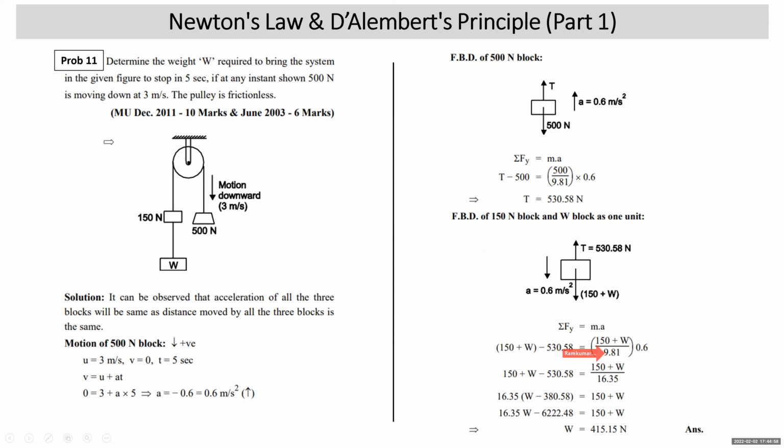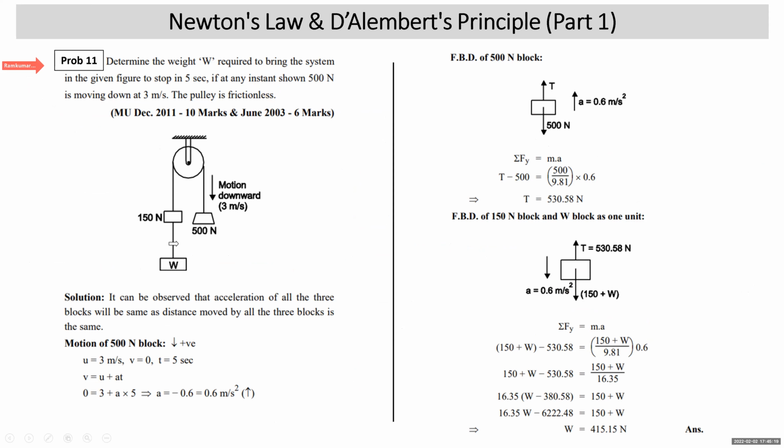Now, let's read question number 11. Determine the weight W required to bring the system in the given figure to stop in 5 seconds, if at the instant shown the 500 Newton block is moving down at 3 meter per second. The pulley is frictionless. Students, we draw the free body diagram. First, we consider the motion of the 500 Newton block.